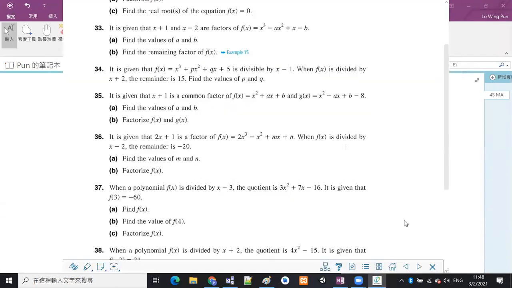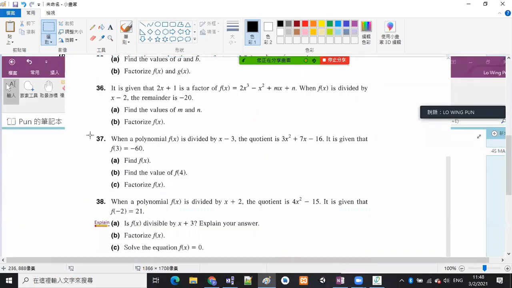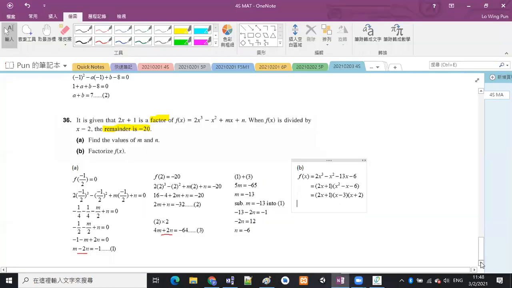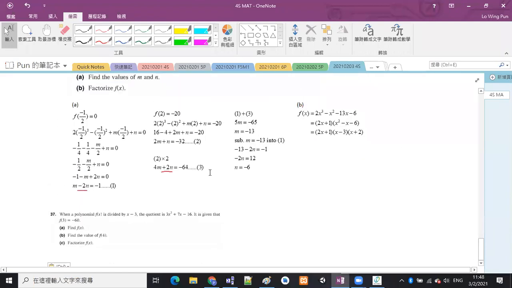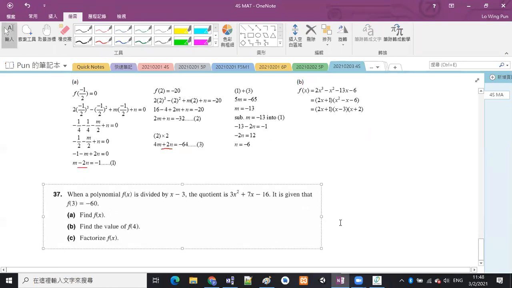Next one, 37. Question 7. So when a polynomial fx is divided by x minus 3, the quotient is this. It is given that f3 is equal to negative 60.